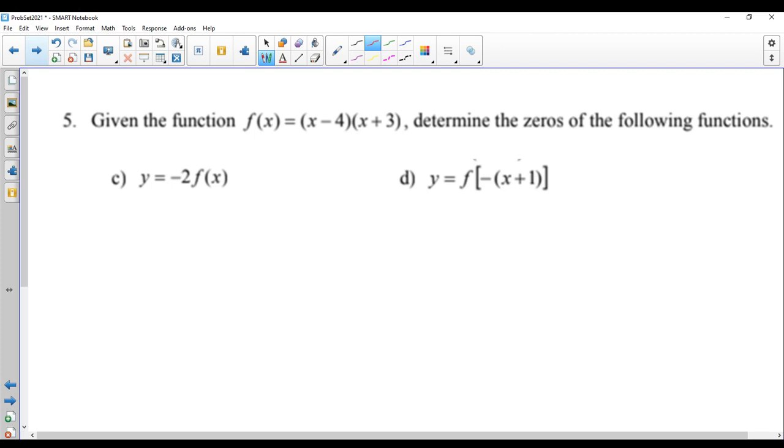He said horizontal stretch by a factor of 2, but I don't agree with that. Let's give him a chance. Try again. I'm putting the 2 in front of the whole function. Say the whole thing out. Vertical stretch by a factor of 2.